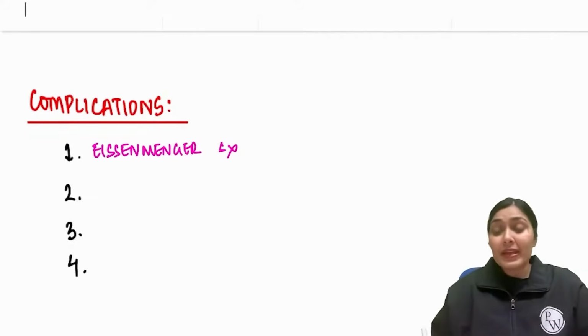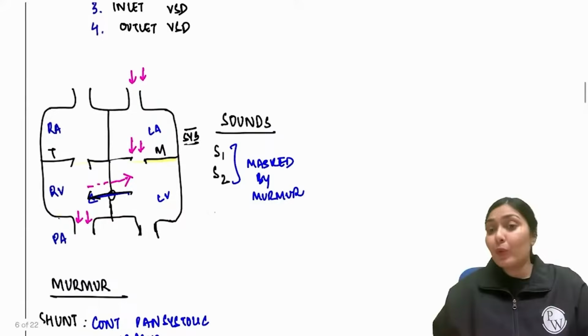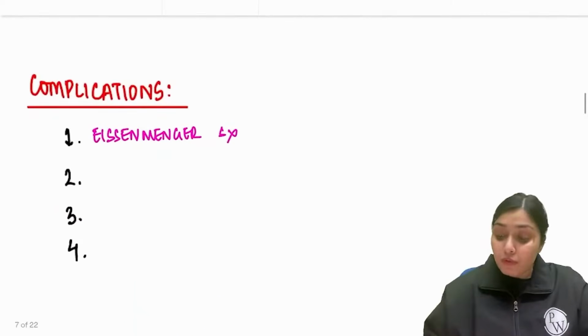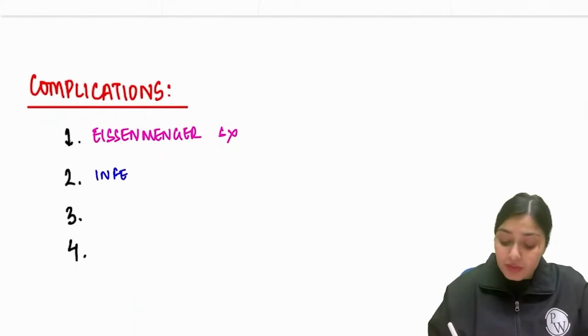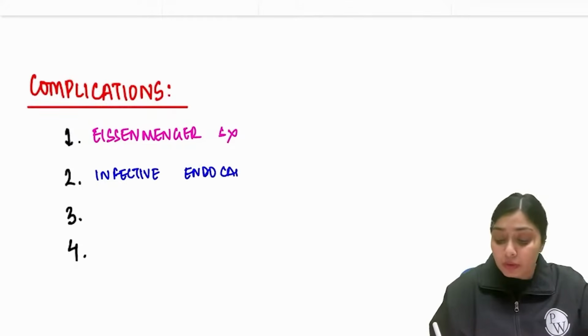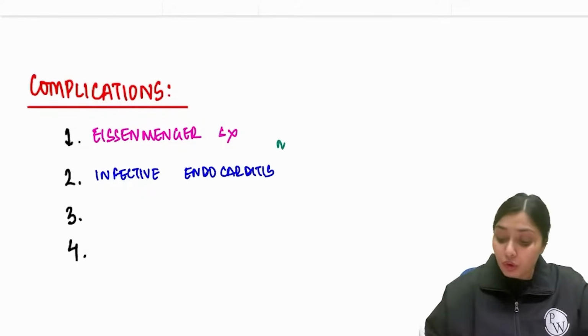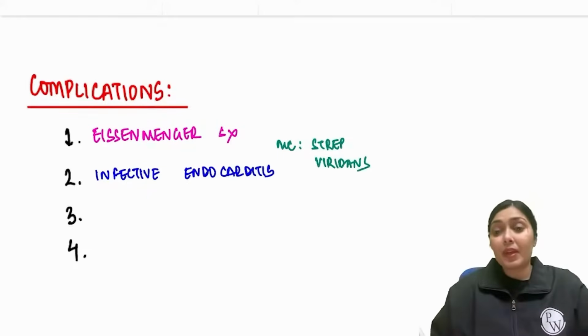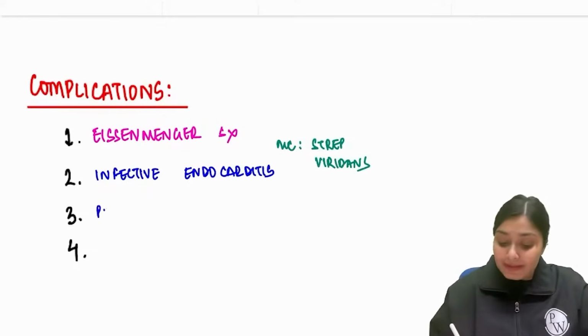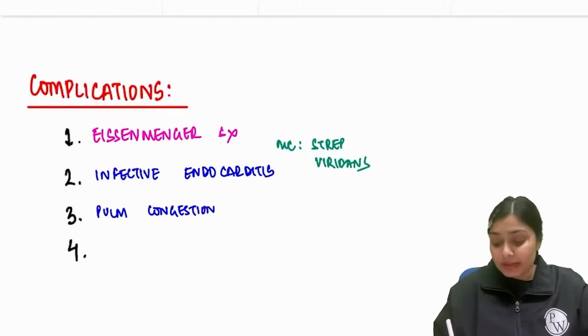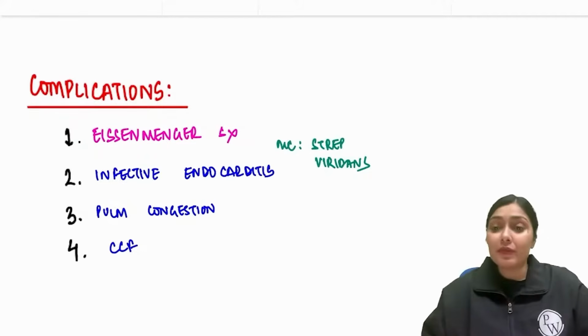Second, because the pulmonary blood flow has increased, there are chances of infective endocarditis. And it is the most commonly encountered complication, and the most common organism responsible for this is Streptococcus viridans. Also, because the pulmonary blood flow has increased, there will be pulmonary congestion. Lastly but not the least, this child can develop congestive cardiac failure.